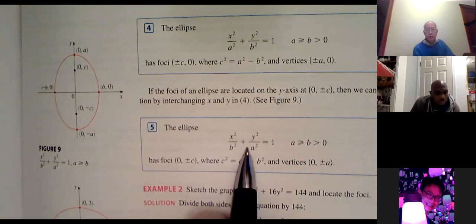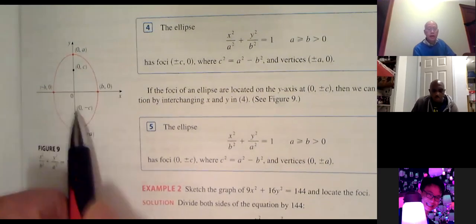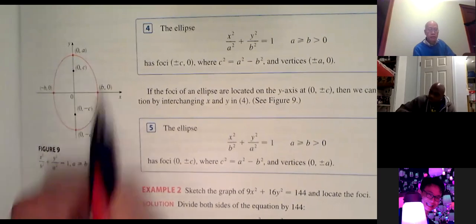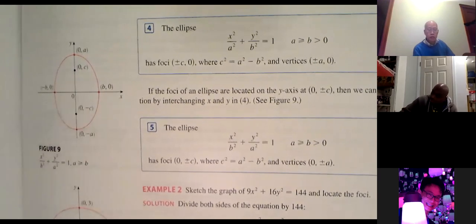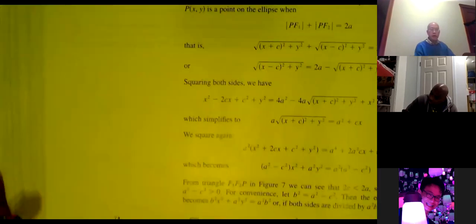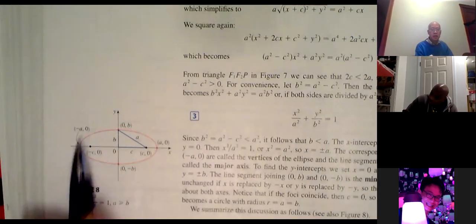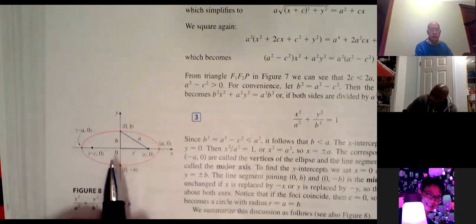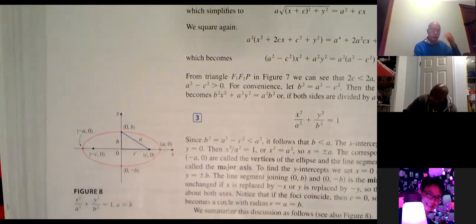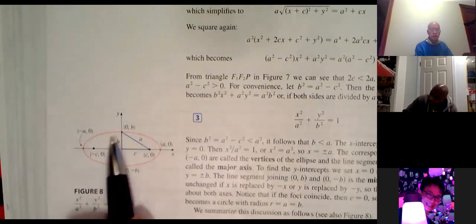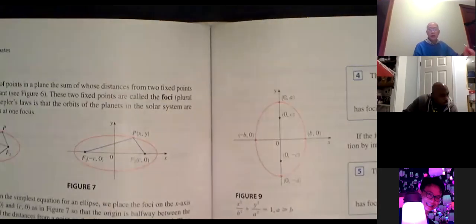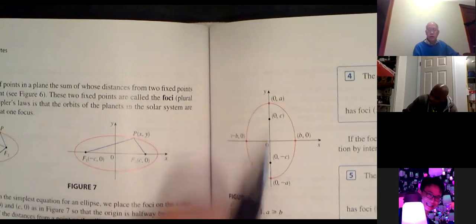And please notice the foci are always along the major axis. So if the ellipse is bulging this way, the foci are along the y-axis. If the foci are along the x-axis, it's bulging this way. So these are the two fundamentally different kinds of ellipses. There are 4 kinds of parabolas, but only 2 kinds of ellipses. One that bulges this way, so the foci are along the x-axis. And the one that's bulging this way, foci are along the y-axis.